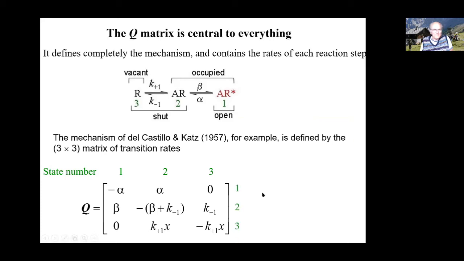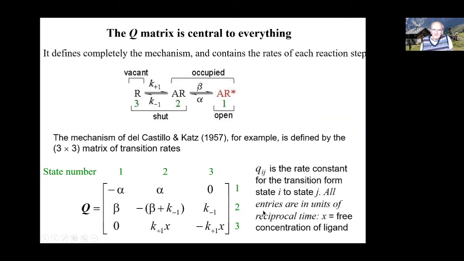We number the columns and number the rows, then we can generalize that and say that for the Q matrix in general, the elements in it labeled Qij for the ith row and the jth column, then Qij is the rate constant for transition from state i to state j.